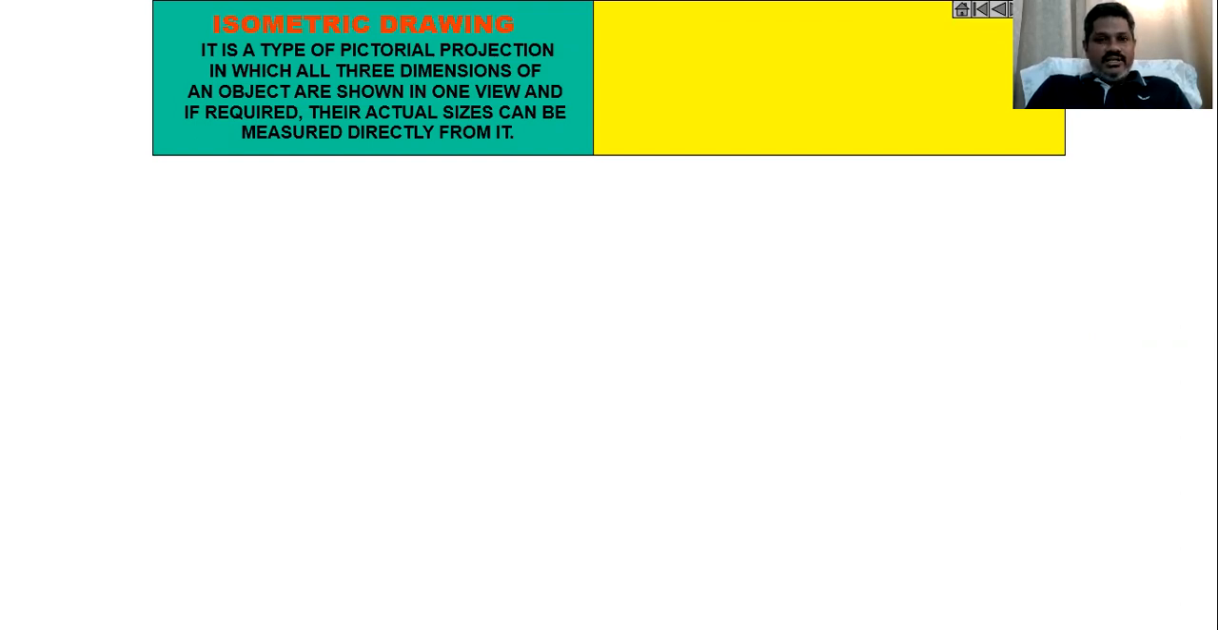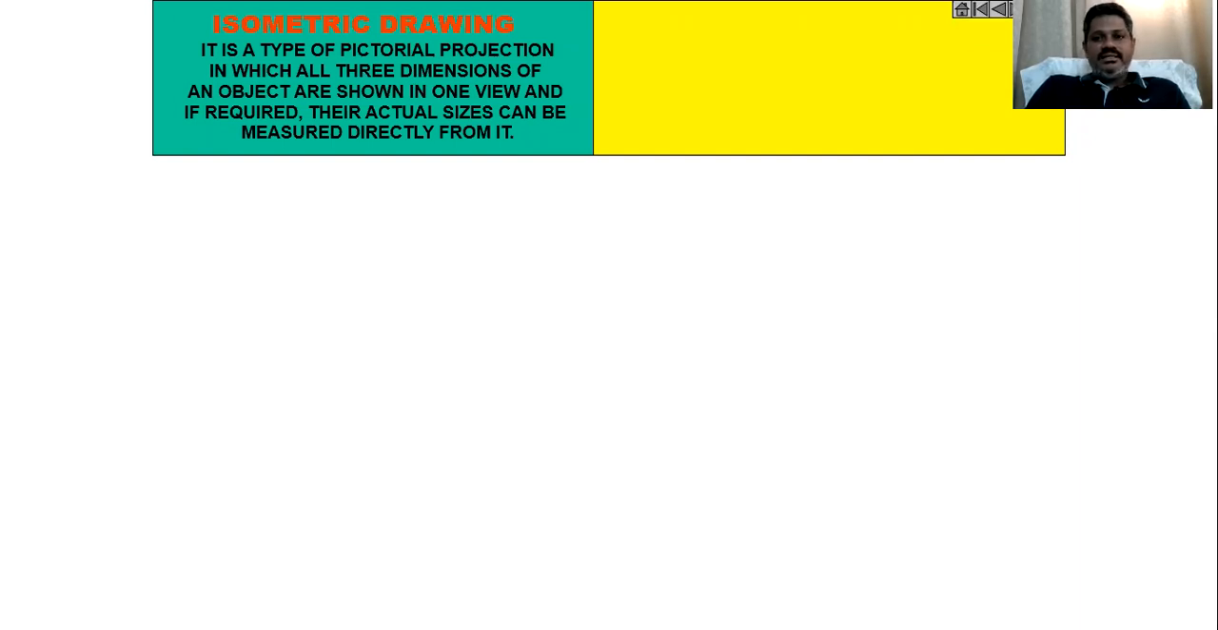The isometric drawing is going to carry the actual sizes. That means the actual sizes are represented. The isometric drawing is drawn by using the actual sizes of the component. Whenever we want the actual sizes, we can measure from the isometric drawing. This is the need of the isometric drawing.